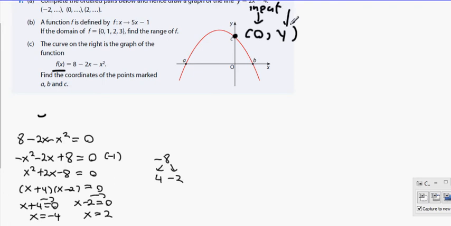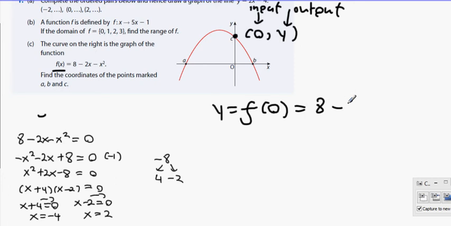and this is output. So what we need to do is replace our input value with 0. We need to find out what f of 0 is, and that will tell us what our y value is. So our y value is f of 0, which is 8 minus 2 times 0 minus 0 squared. Our output value when the input is 0 is 8. So this point here is 0, 8. Who got that? 0, 8. Well done. Okay. Any questions?